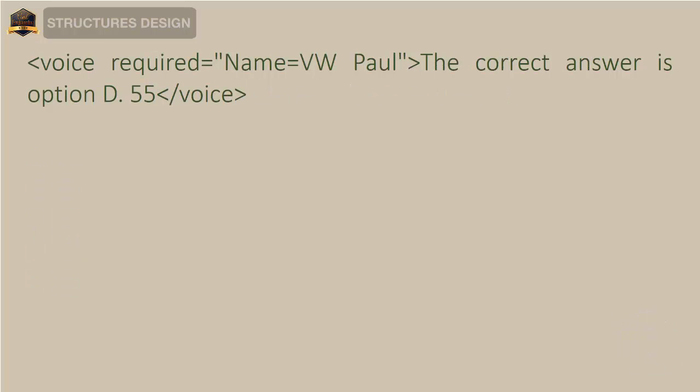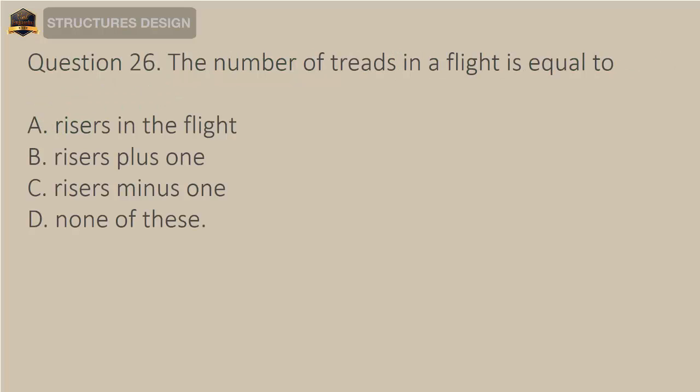Question 26. The number of treads in a flight is equal to A, risers in the flight, B, risers plus 1, C, risers minus 1, D, none of these. The correct answer is option C, risers minus 1.